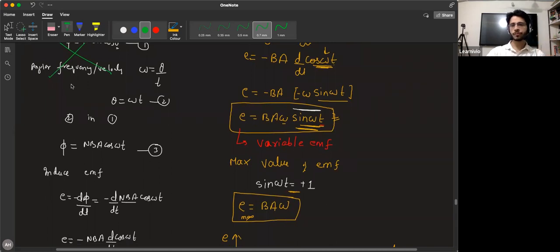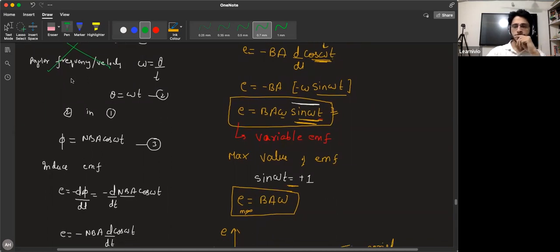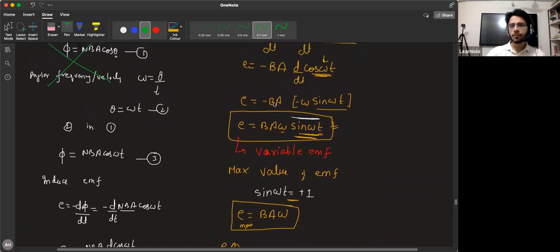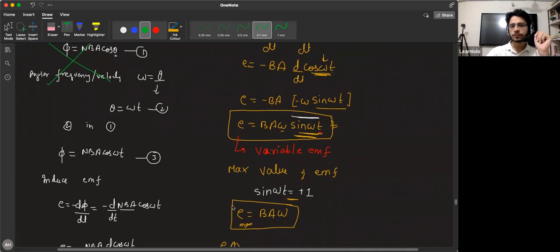Sir, what is it, sir? E max is equal to B A omega, where E max is the maximum value of EMF. Under that, this yellow box. E max is BA omega. It's not infinity. E max, the maximum value of EMF, is BA omega.